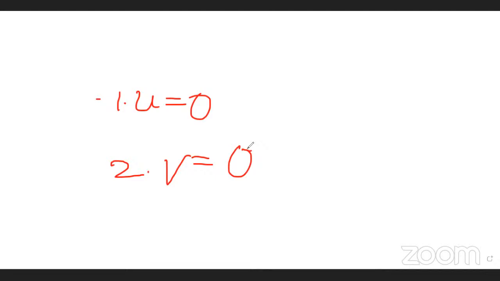Then what is the simple meaning of object is under acceleration? Third point, let us start. The simple meaning of object is under acceleration means its velocity is going on changing. So the rate at which the object is changing its velocity is known as acceleration.